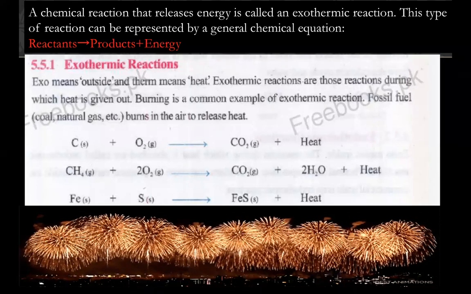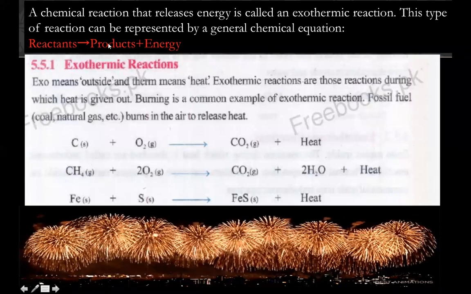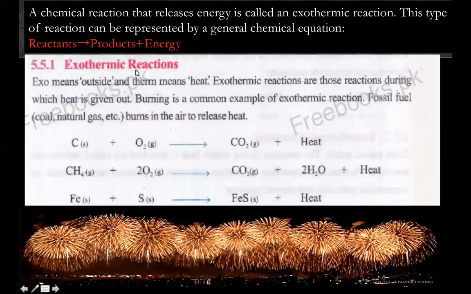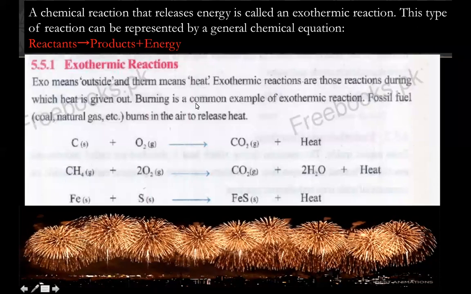Okay, and they can be represented by a general formula. For example, reactants will be converted into products, and they will also be giving off extra energy. So exo means outside and therm means heat. कुछ ऐसे reactions जो बाहर की तरफ energy release करते हैं, they give off the energy during a chemical reaction, they are known as exothermic reactions. Burning is the example of exothermic reactions.